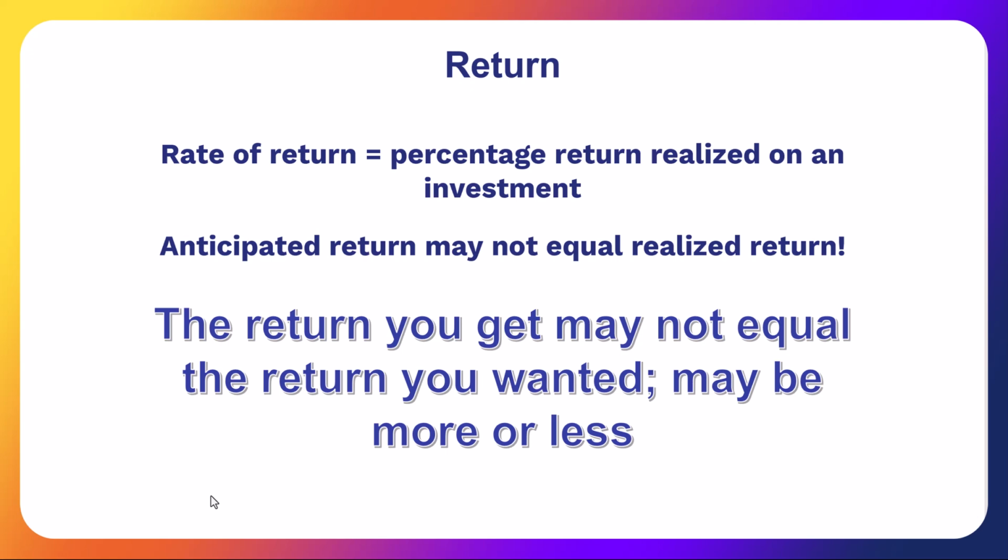We would also like to be able to put this in some percentage formats. So the anticipated return that we have may not equal our realized return. So to calculate the rate of return, we take the dollar return that we have divided by the beginning value, and that will give us our rate of return. But again, the return that you get may not equal the return you wanted. This is actually a very good definition of risk. What we expect is not typically what we get. It could be more or it could be less.